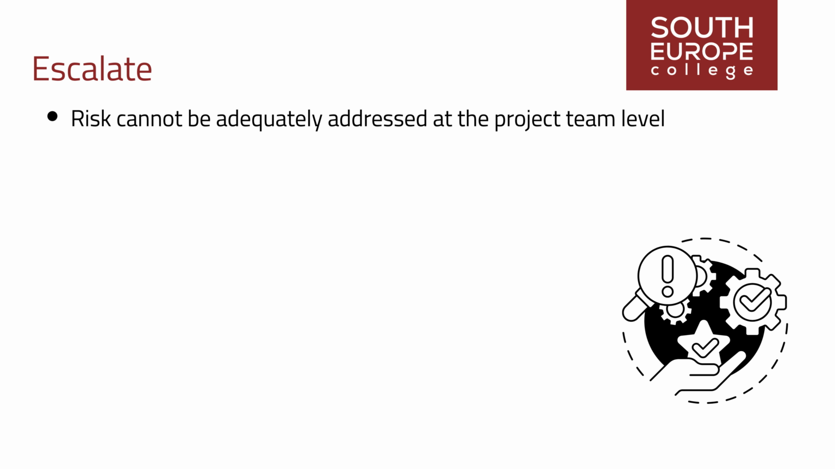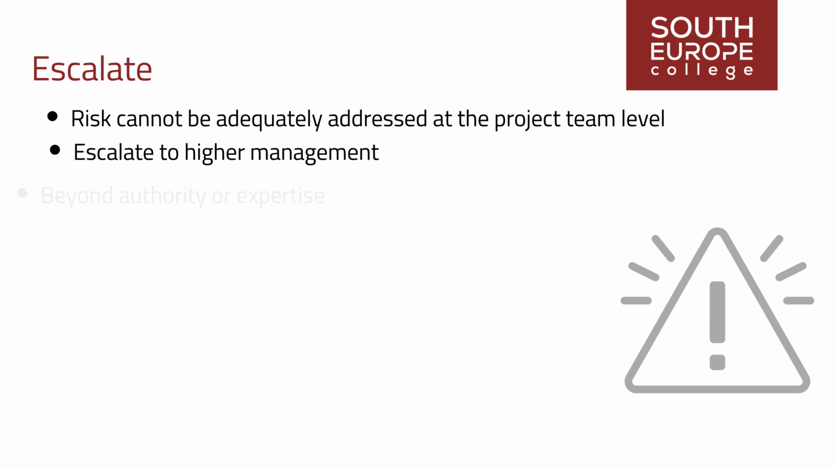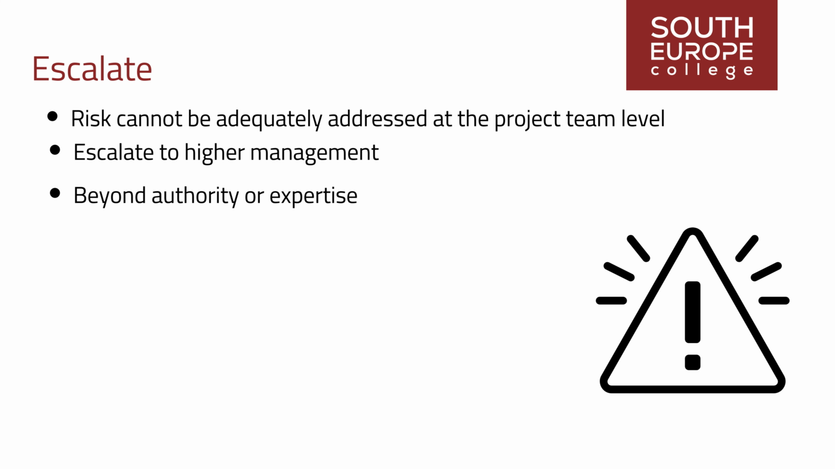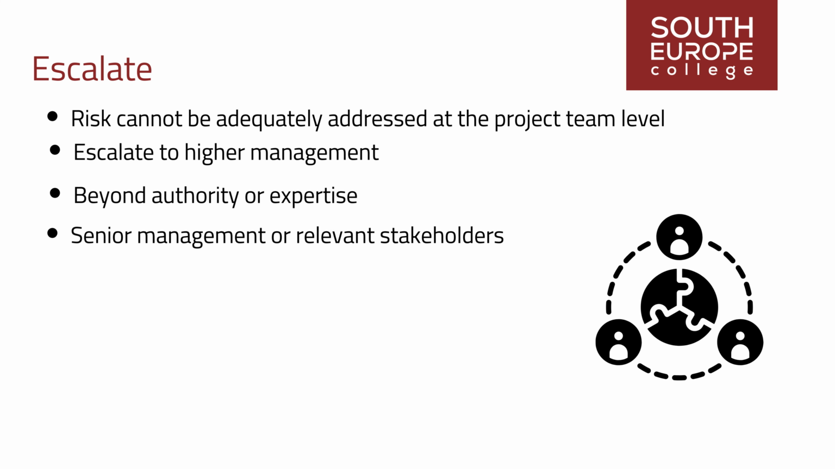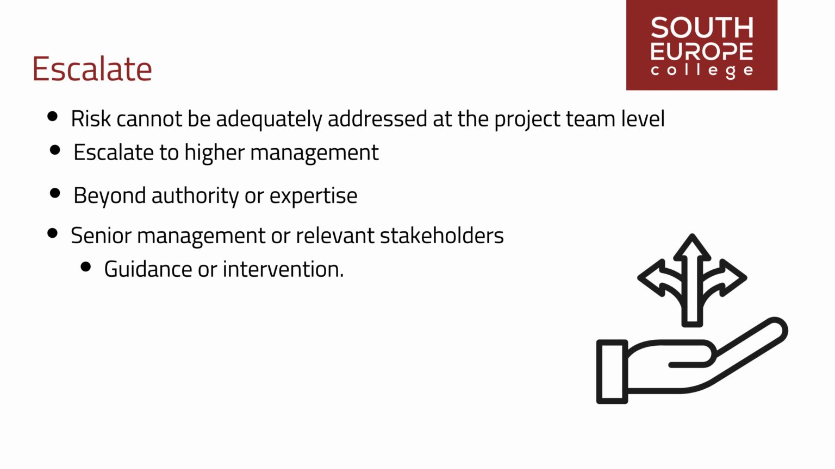Escalation occurs when a risk cannot be adequately addressed at the project team level and needs to be escalated to higher management or relevant stakeholders for resolution. Some risks may be beyond the authority or expertise of the project team to address effectively. In such cases, team members should escalate the risk to senior management or relevant stakeholders for guidance or intervention.